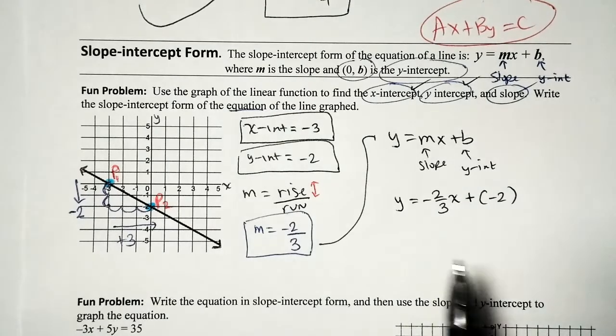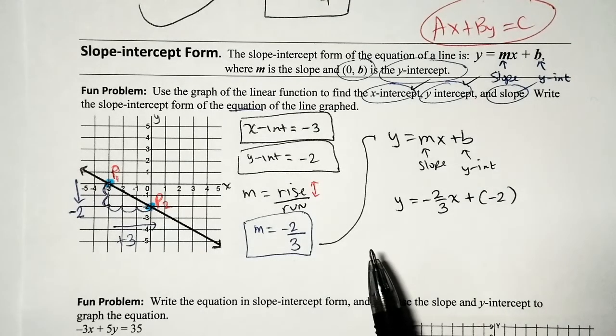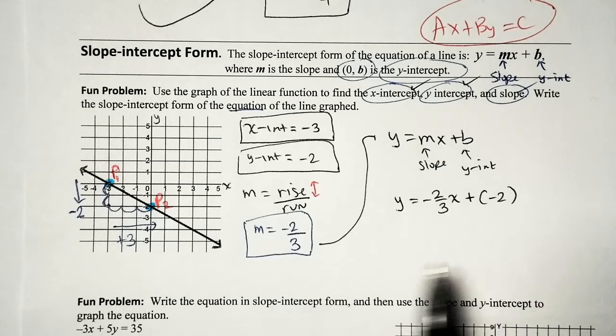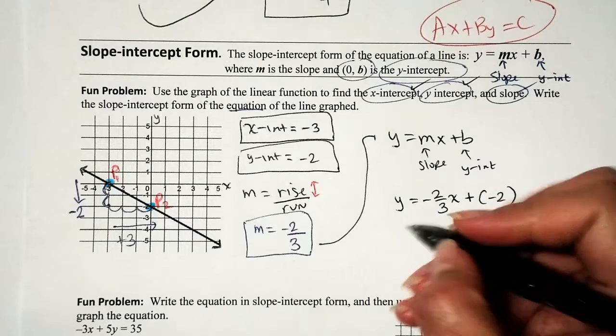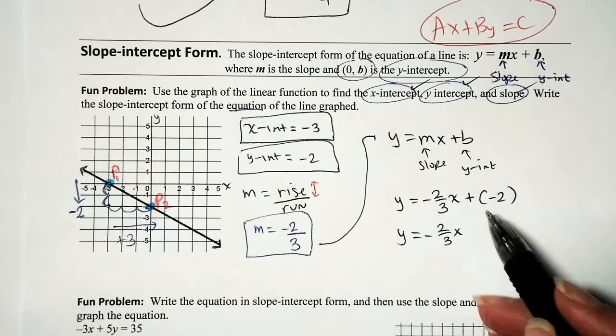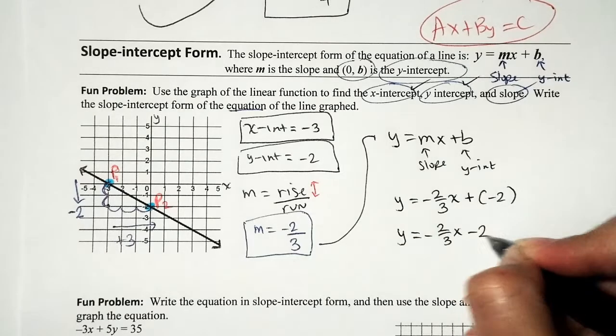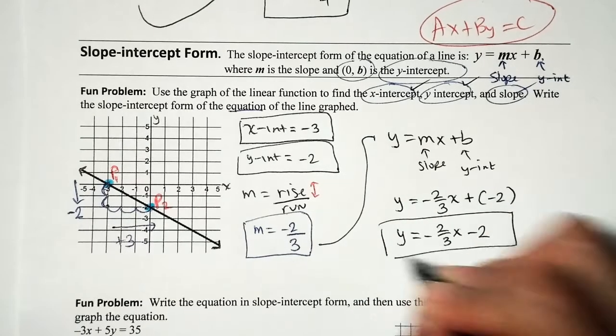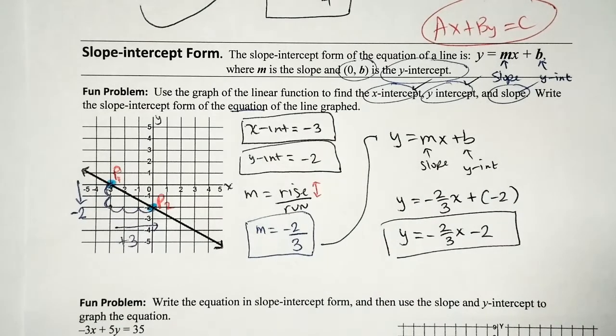Now, if you box this, I will be proud of you, but I will love you more if you present it to me in a much cleaner format. We're going to write this as negative 2/3 x, and instead of writing plus negative 2, I would appreciate it if you put minus 2. I want your answers to be as clean cut as possible.